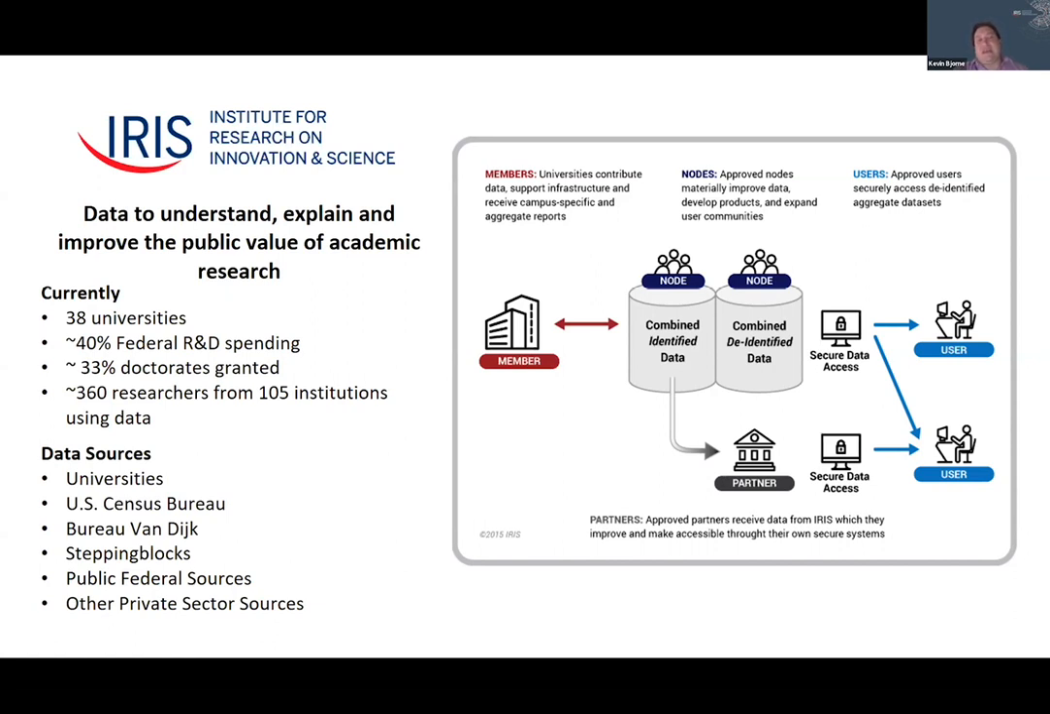We then link that data to a variety of different external data sources that we bring into IRIS. These data sources include data from places like the US Census Bureau, and private sector entities like Bureau van Dijk, which provides business data and is a subsidiary of Moody's. Also Stepping Blocks data, which is data about people and their outcomes. Public federal sources, such as NIH Reporter and NSF and other federal award areas, and other private sector sources. The data that we bring in and work with is focused exclusively on the research enterprise that's taking place on all of our campuses.